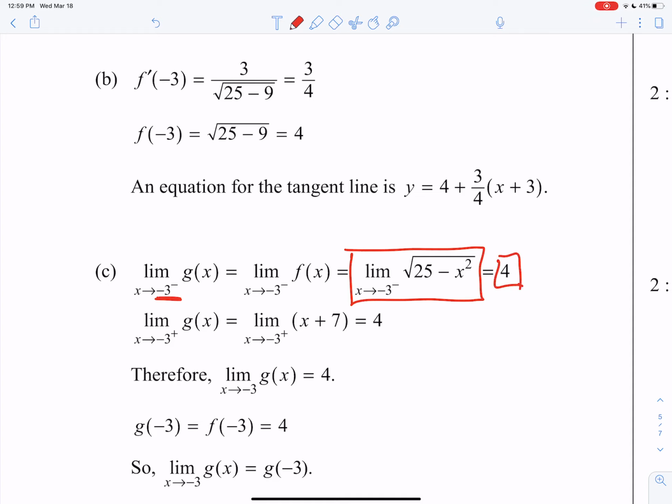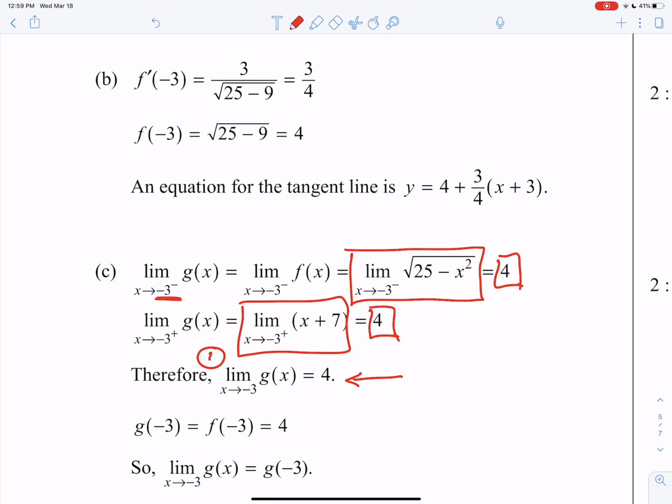Now, if I'm approaching -3 from the right, we actually have to use that x plus 7 function. And again, if you plug in -3 into x, you get 4 as well. So what does that tell you? That tells you that the limit does exist. The limit is actually 4, okay? So that is actually our first condition.